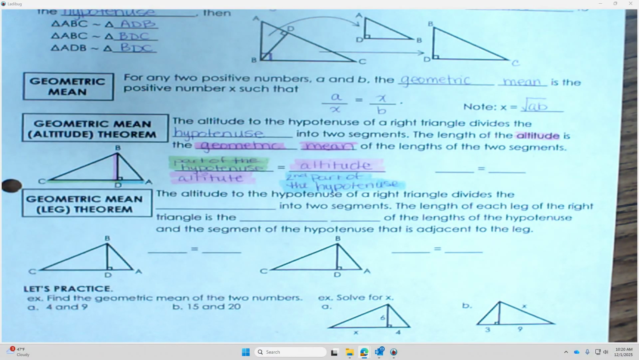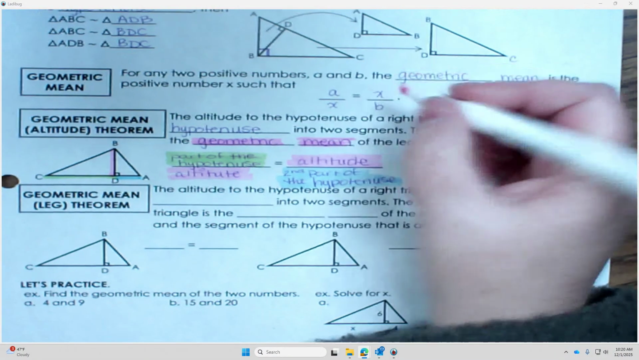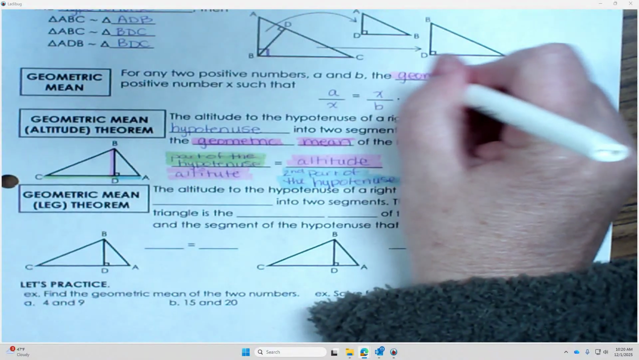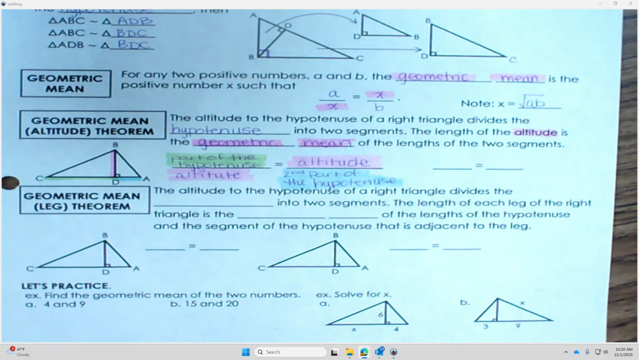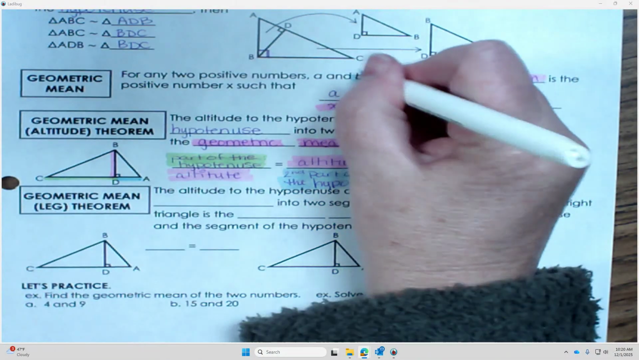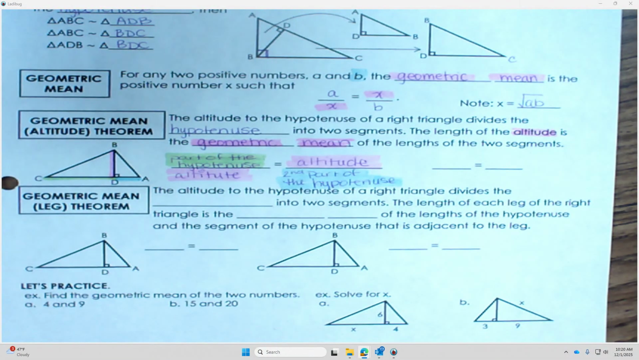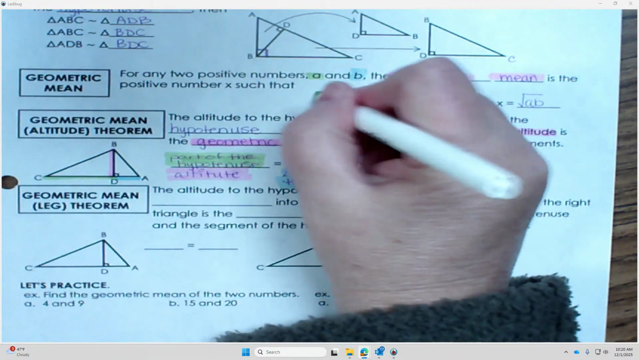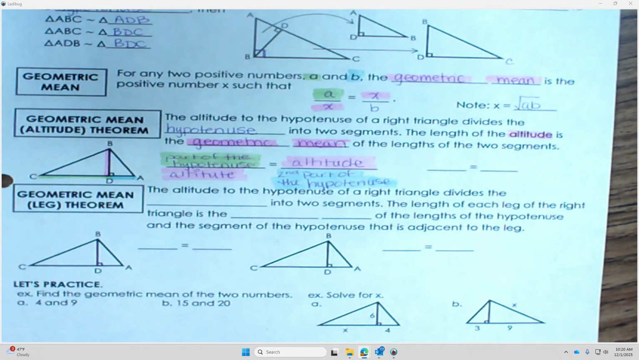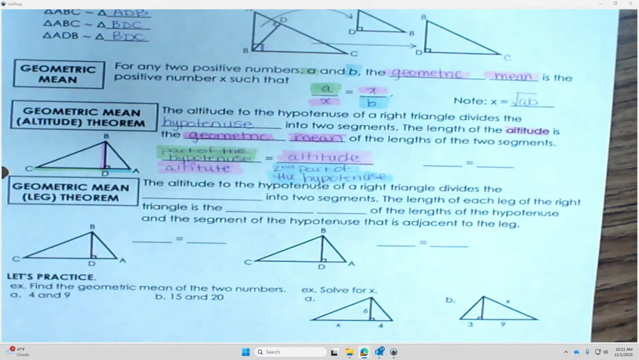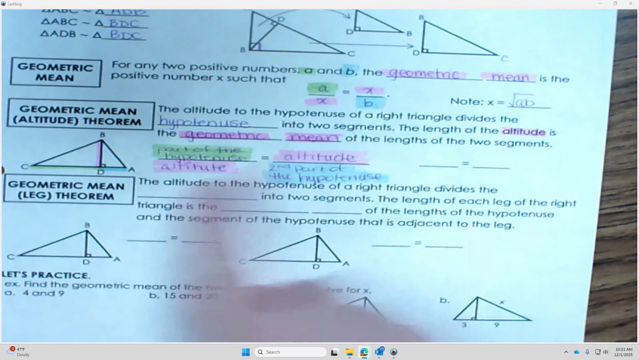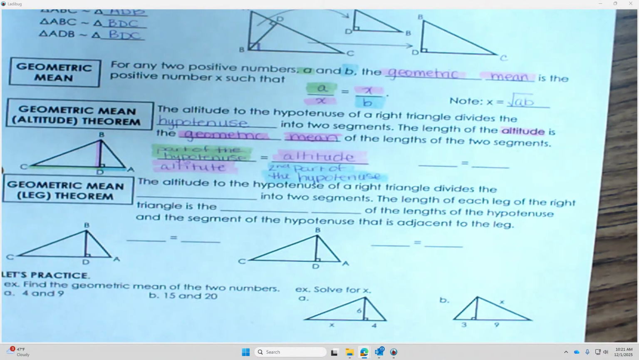And up here you could color code that too. The geometric mean we could say is our pink, which is our x. And we have our A and B, which are those other parts. So the numbers do match up to the triangle. Okay.